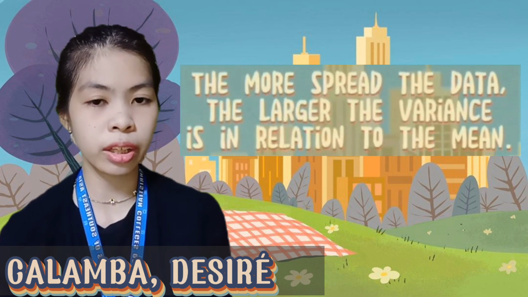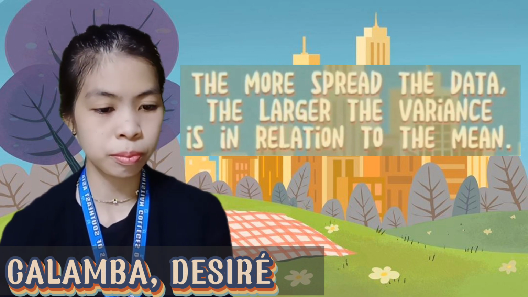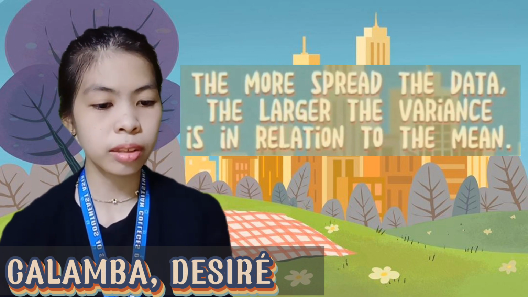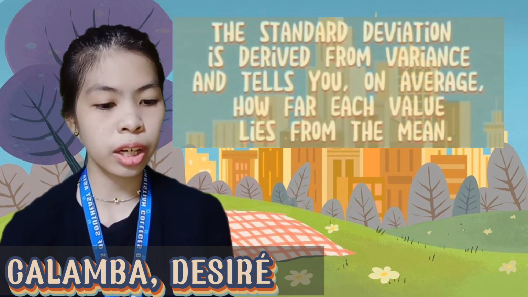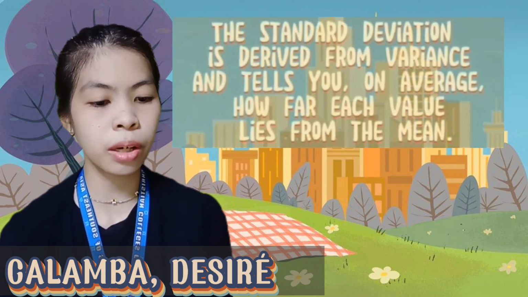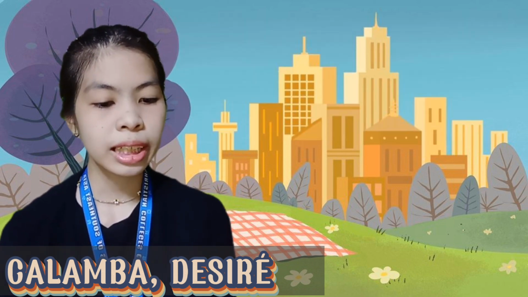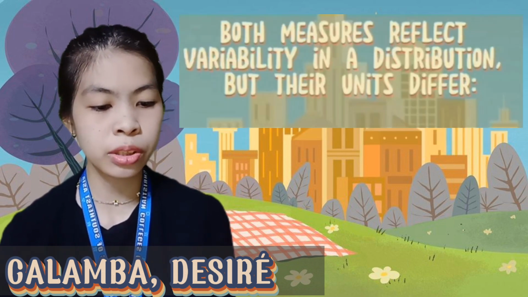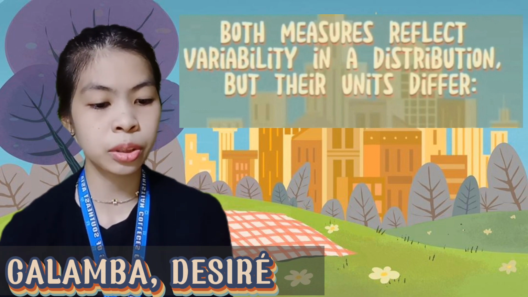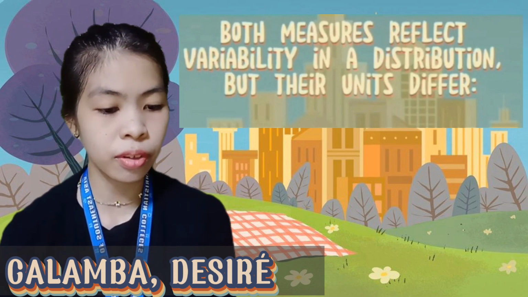The more spread of data, the larger the variance is. In relation to the mean, the standard deviation is derived from the variance and tells you on average how far its value lies from the mean. It is the square root of variance. Both measure variability in a distribution, but their units differ.